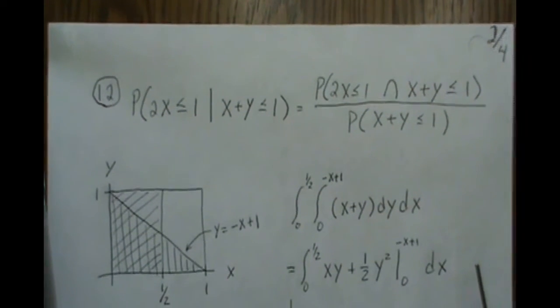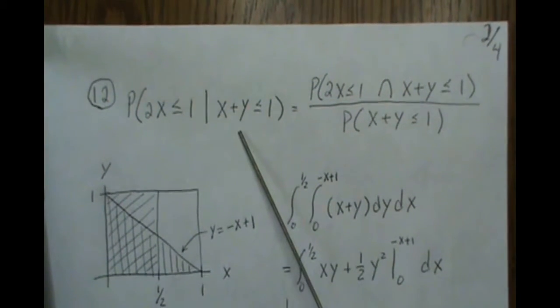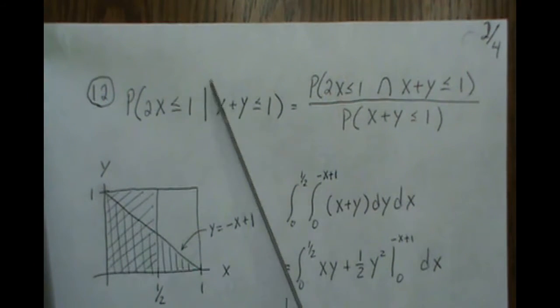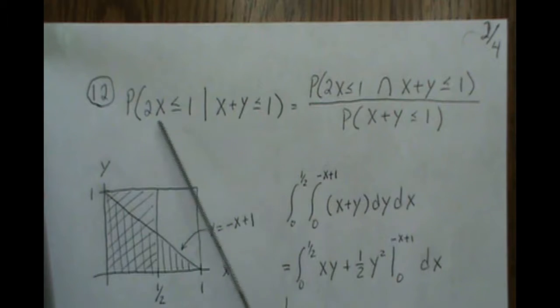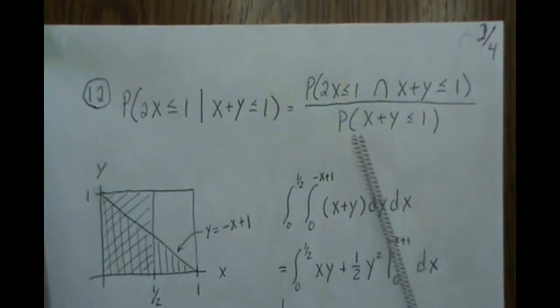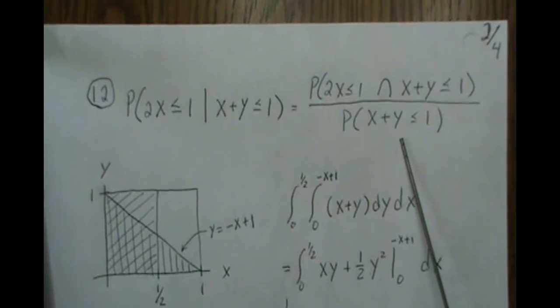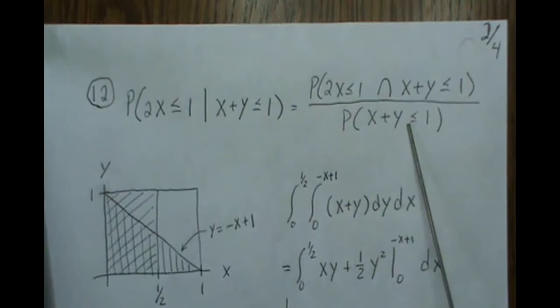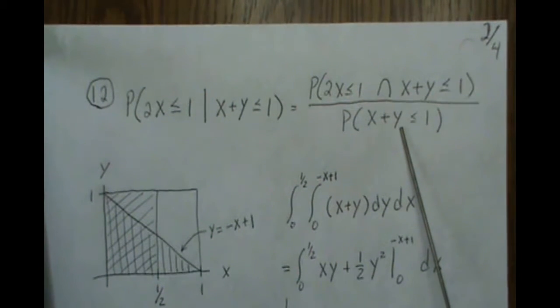Problem 12, they ask us to find this probability, which by using the relationship of conditional probability, is the intersection of these divided by what we're conditioning on. So if we find this piece and then find this piece, and divide them, we're finished.